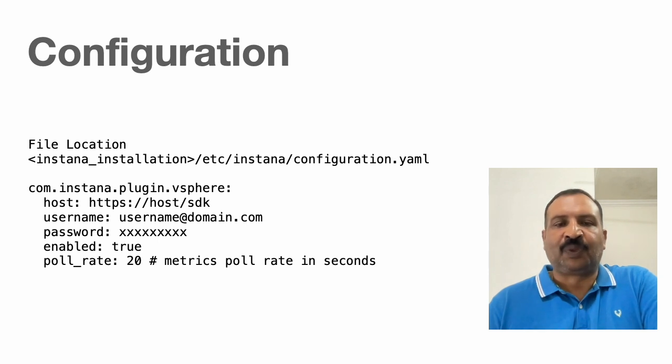com.instana.plugin.vsphere in this case. We then have the data center host name along with the /sdk endpoint. Then we provide the username and password, which has read access to the vCenter's SDKs. The enabled attribute can be used to enable or disable the sensor. The poll rate attribute is used to set the polling interval to collect the metrics. The default interval is 20 seconds.